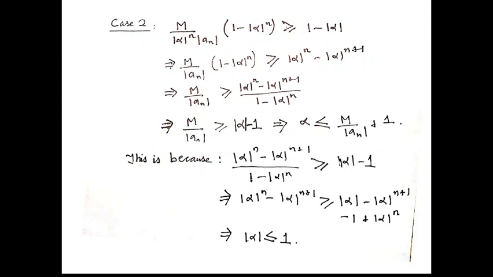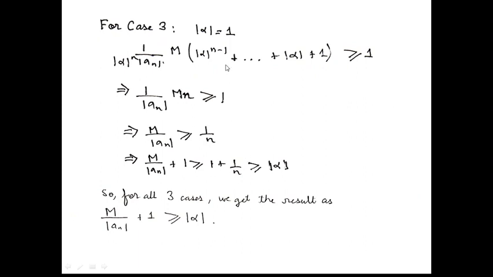Now the case 3 is, see what is the case 3. Case 3 is mod alpha equal to 1. Put mod alpha equal to 1 here in this equation. We'll get m n by an. Mod alpha is 1, so mod alpha power n is also 1. So 1 by mod an, m into n is greater than or equal to 1. So m by mod an is greater than or equal to 1 by n. So m by mod an plus 1 is greater than or equal to 1 plus 1 by n, and this is greater than or equal to mod alpha. Why? Because mod alpha equal to 1, so 1 plus something is always greater than or equal to 1. So this again gets satisfied.